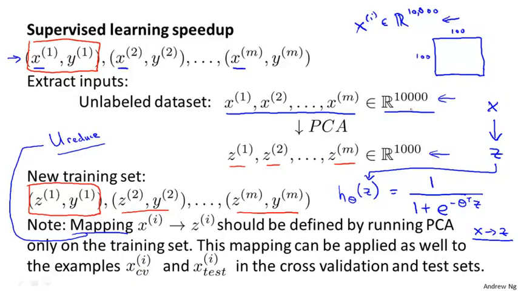And by the way, in this example, I talked about reducing the data from 10,000 dimensional to 1,000 dimensional. This is actually not that unrealistic. For many problems, we can reduce the dimension of the data by 5x, maybe by 10x, and still retain most of the variance. We can do this while barely affecting the classification accuracy of the learning algorithm. And by working with low dimensional data, our learning algorithm can often run much, much faster.